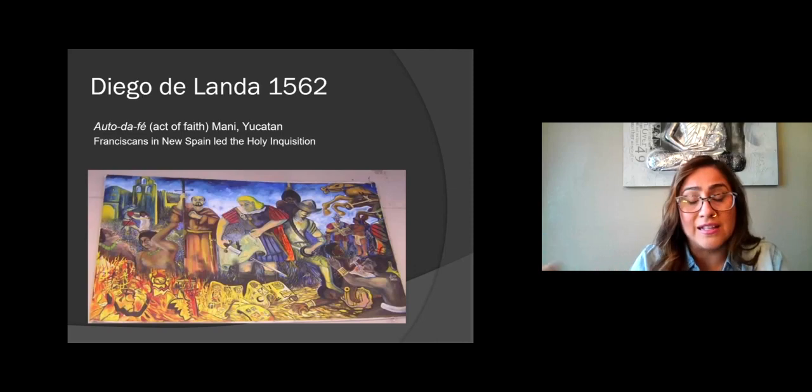Now, Diego de Landa had spent many, many years in this region, and like I said, had learned the language, had learned the customs, was educating local Mayas on learning Spanish and teaching them about Christianity.